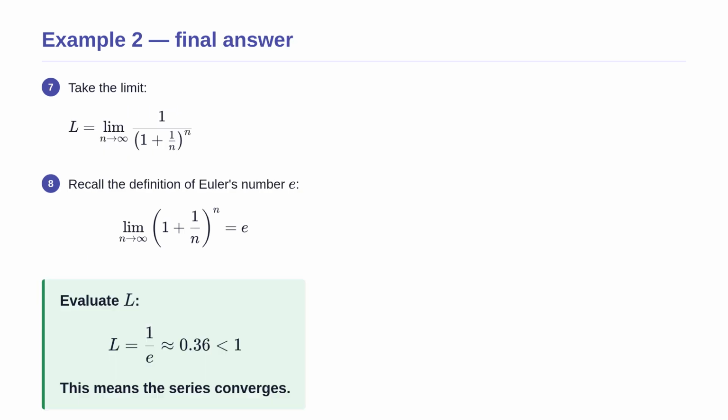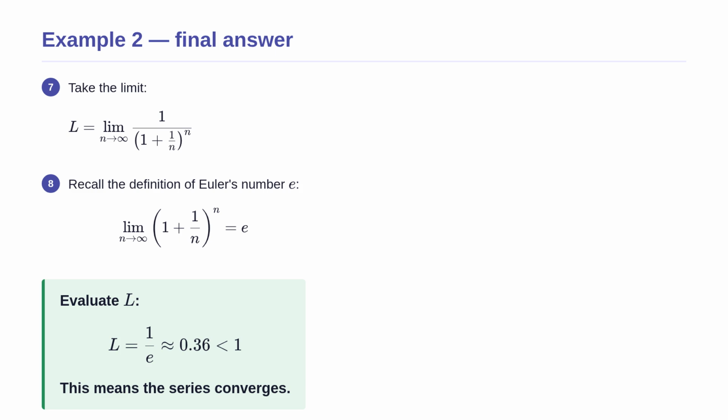Now we evaluate the limit of this simplified fraction as n grows infinitely large. The expression in the denominator is actually one of the most famous limits in all of calculus. As n approaches infinity, it defines Euler's number, the mathematical constant e, which is approximately 2.718. This means our final limit L is exactly 1 divided by e.